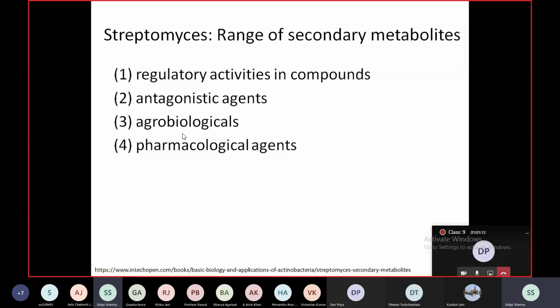They also have an application. Some of the metabolites have an application as agrobiologicals for controlling insects, pests, and herbicides. So they're insecticides, pesticides, and herbicides, biological agents. And then there are also pharmacological agents that are derived from Streptomyces, which include, for example, anti-tumorous compounds or enzyme inhibitors.